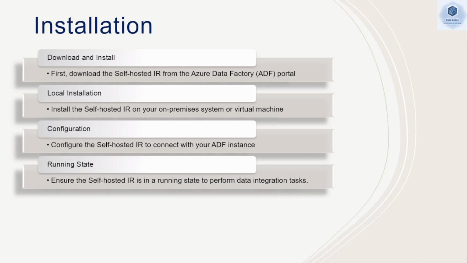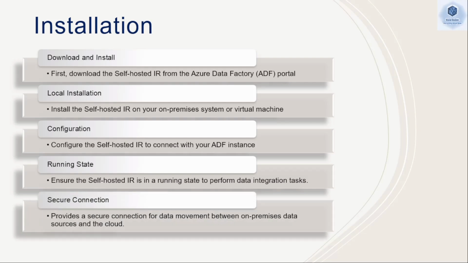To perform data movement through self-hosted integration runtime, you must ensure that the self-hosted integration runtime is in a running state. It may be in an update state or a stopped state, but when a data movement is happening with the help of self-hosted integration runtime, it must be in a running state so it can access the on-premise server securely. Once you have downloaded, installed and configured it with your Azure Data Factory, you can access the on-premise server from your cloud securely with the help of self-hosted integration runtime.